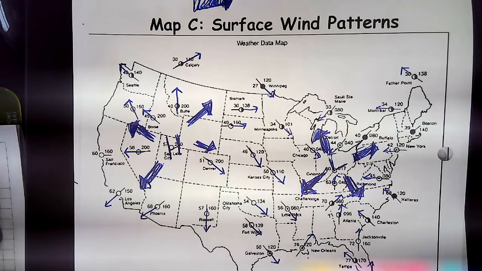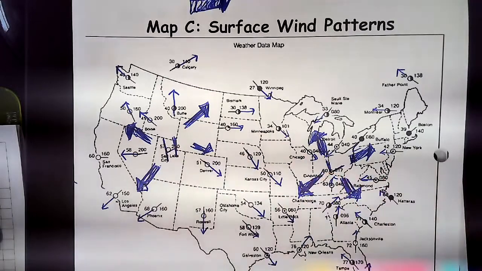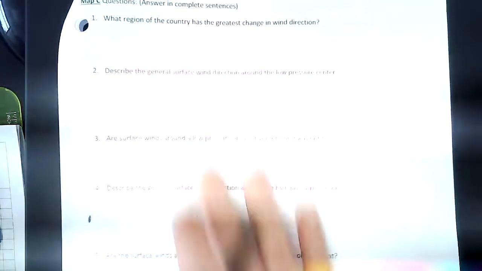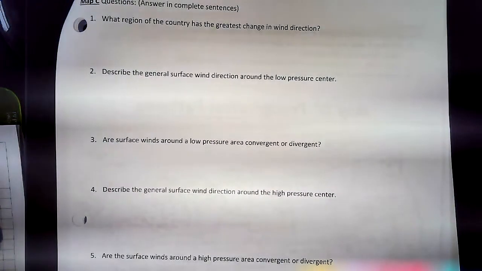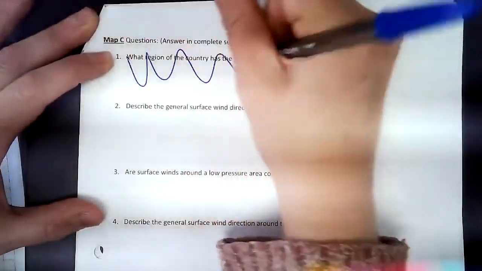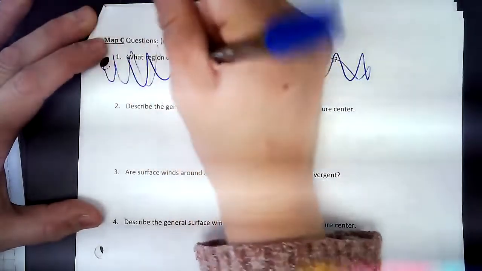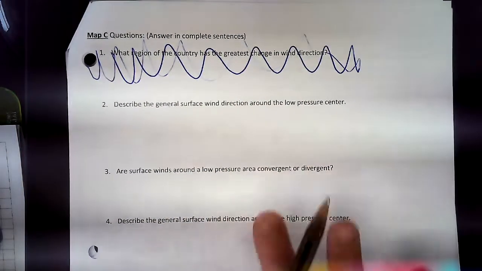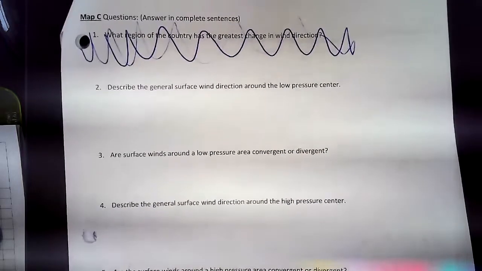Okay, so again, now that you have those all done, you can see we have the high pressure, the low pressure, and the big arrows coming out of the high and into the low. Now you're going to use map C to answer these 5 questions. These are not really that bad, but you know what? I'm going to actually get rid of question 1 here for you. You can totally ignore that. That's not part of it. So you just, again, need to talk about the way the winds are blowing around the high and the low.